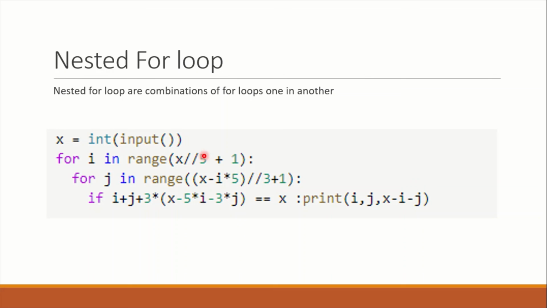Finally, nested for loops. Nested for loops are for loops inside one another. Like here, I put a for loop i and a for loop j, and then I put another if statement, and then I printed i, j, and the user input minus i and j.